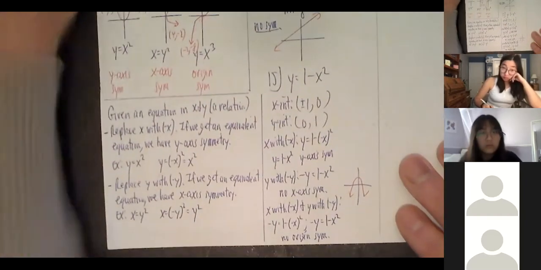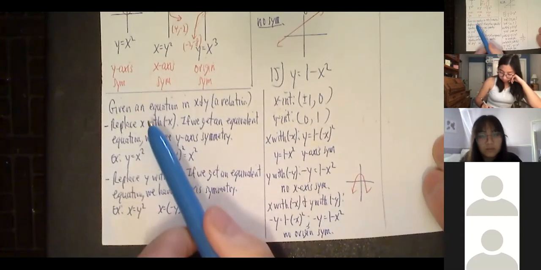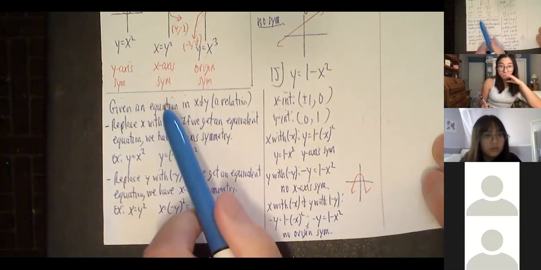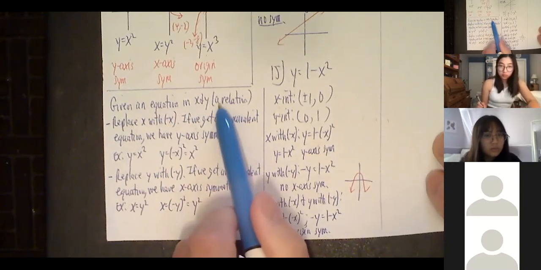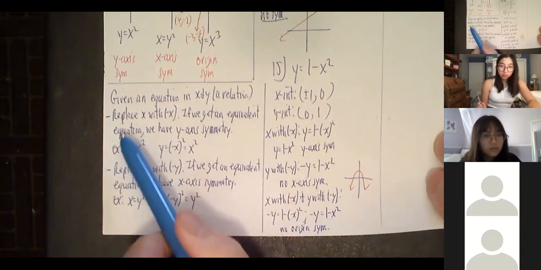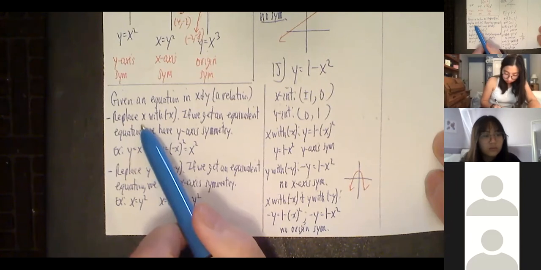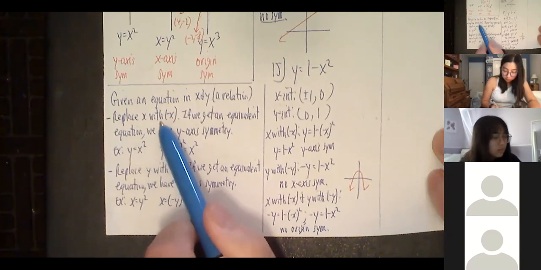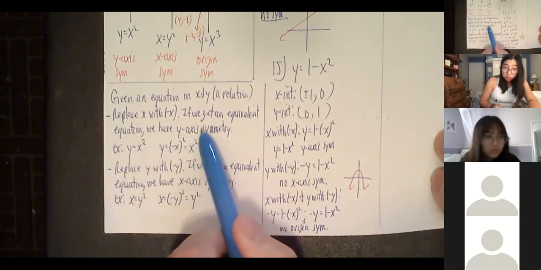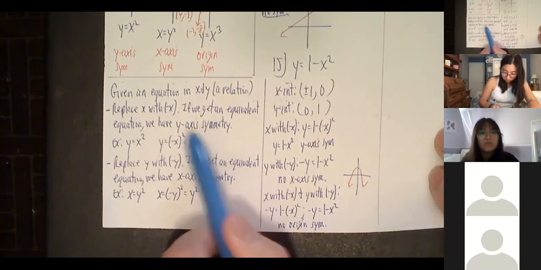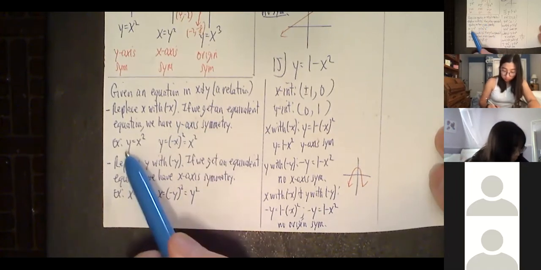Okay, so now here are the rules. And sorry if it's a little bit fuzzy. This is pretty much equivalent to what the book has. So given an equation in x and y, what do we do? If we replace x with negative x, so anytime in the equation you see x, change it to negative x. If you get an equivalent expression, then you have something called y-axis symmetry. So you just change x to negative x, and you say, hey, I get the same thing back. That's called y-axis symmetry.